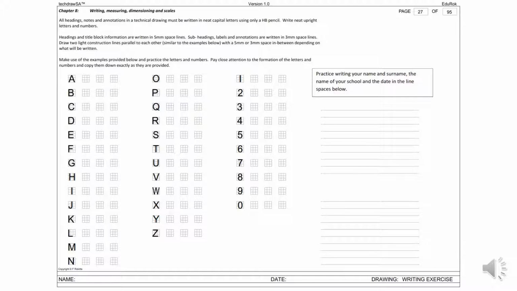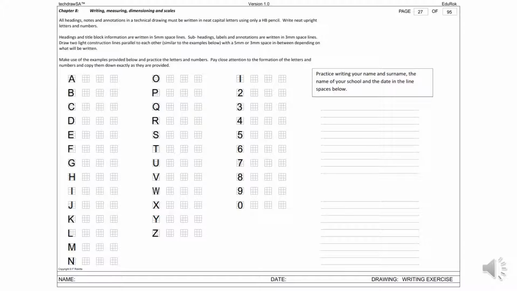It is very important to remember that all headings, notes and annotations in technical drawings must be written in neat capital letters. We mostly make use of an HB pencil for writing. Some teachers might prefer that you use a 2B pencil for writing purposes.